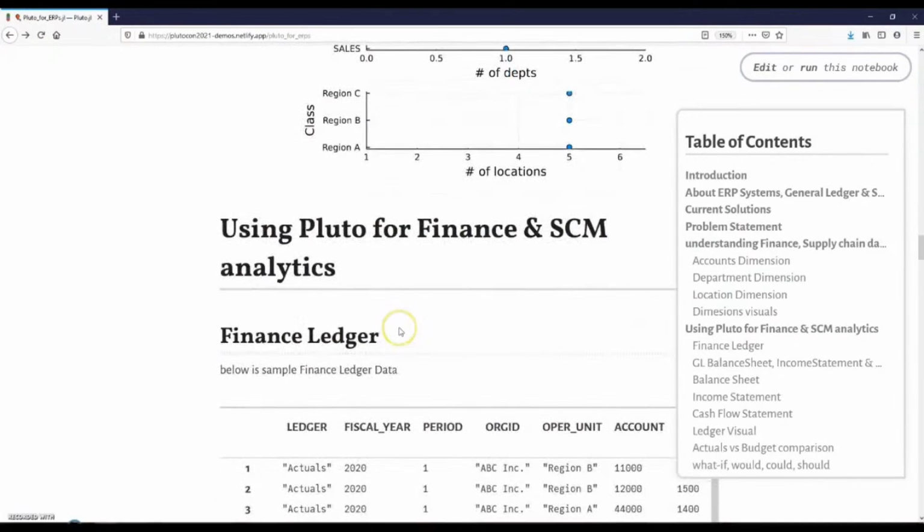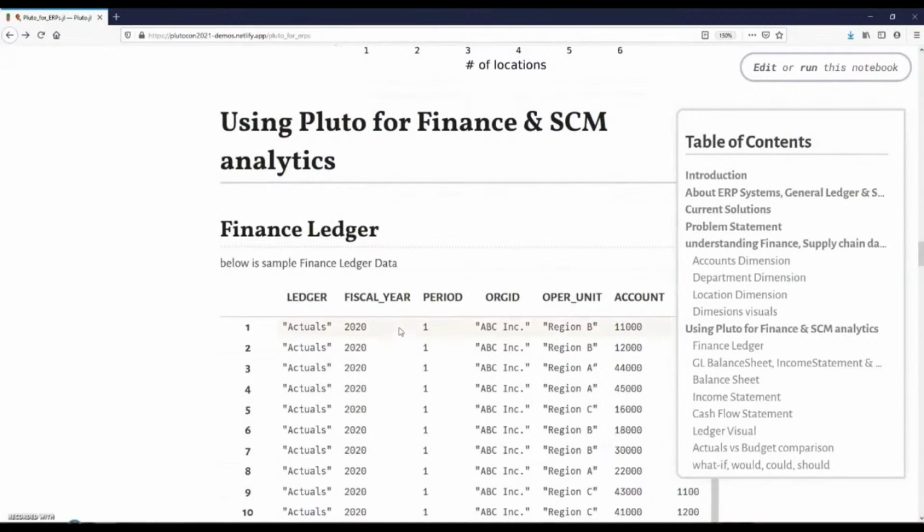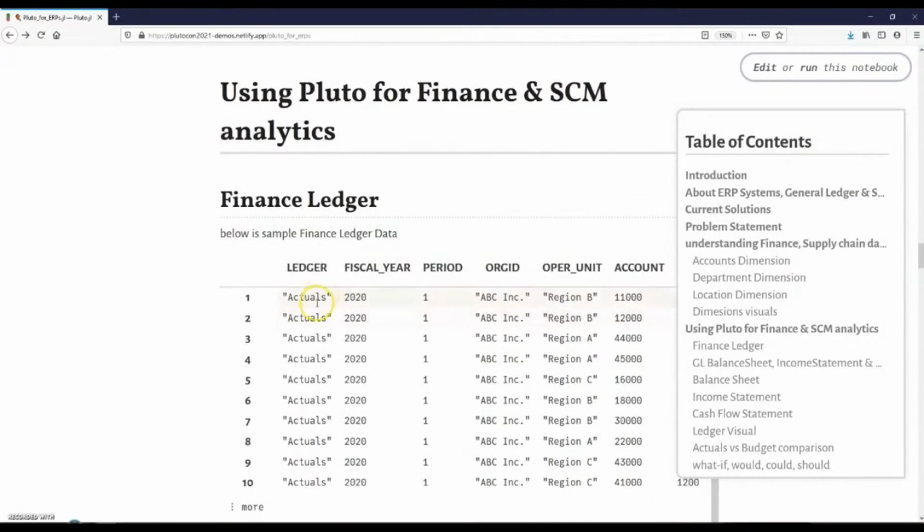All right, so what is a ledger? A financial ledger, a typical ledger, looks like this. You have the actual ledger, which means the actual expenses I'm bearing, and maybe there's a budget part, and people also have the forecast ledger. I'll come back to that later in a minute.